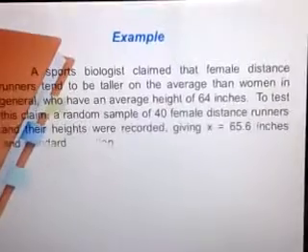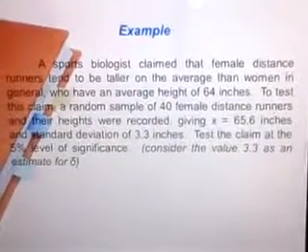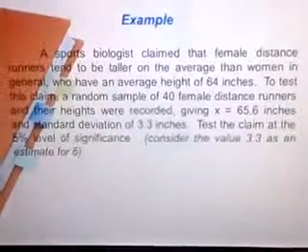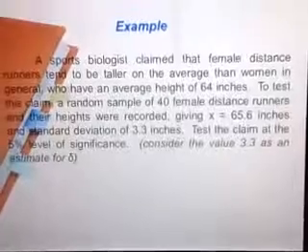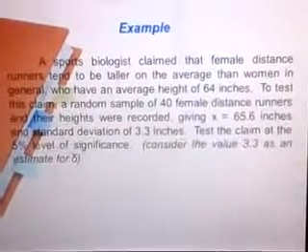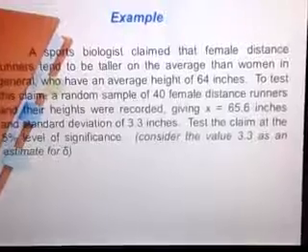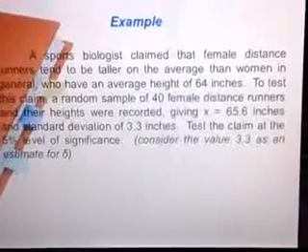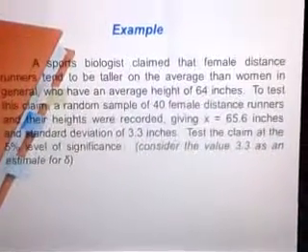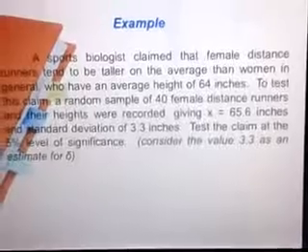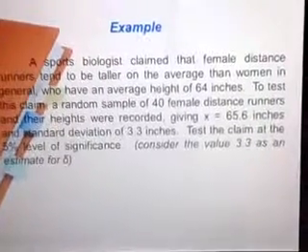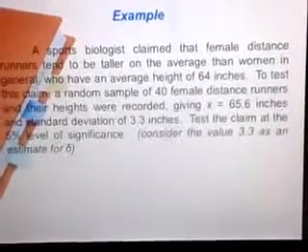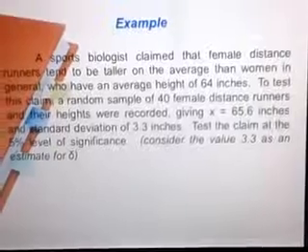So let's have an example. A sports biologist claimed that female distance runners tend to be taller on the average than women in general, who have an average height of 64 inches. To test this claim, a random sample of 40 female distance runners and their heights were recorded. Given a mean of 65.6 inches and a standard deviation of 3.3 inches, test the claim at the 5% level of significance. Let us consider the value of 3.3 as an estimate for the population standard deviation.